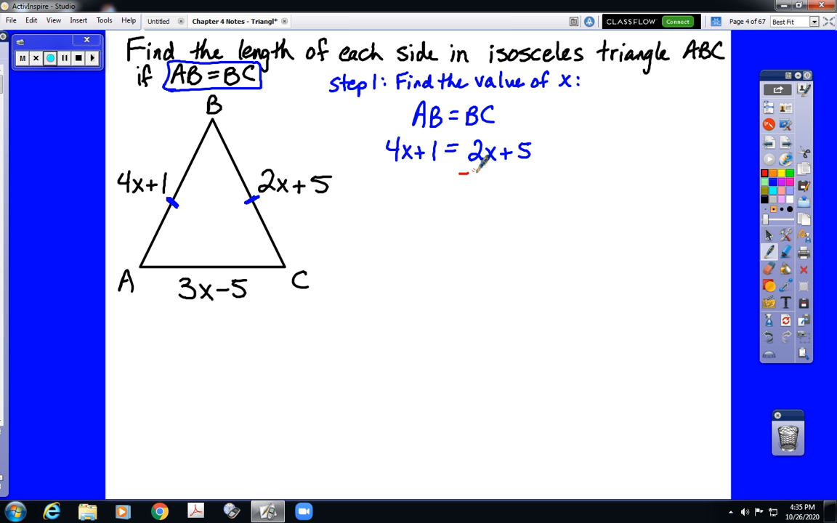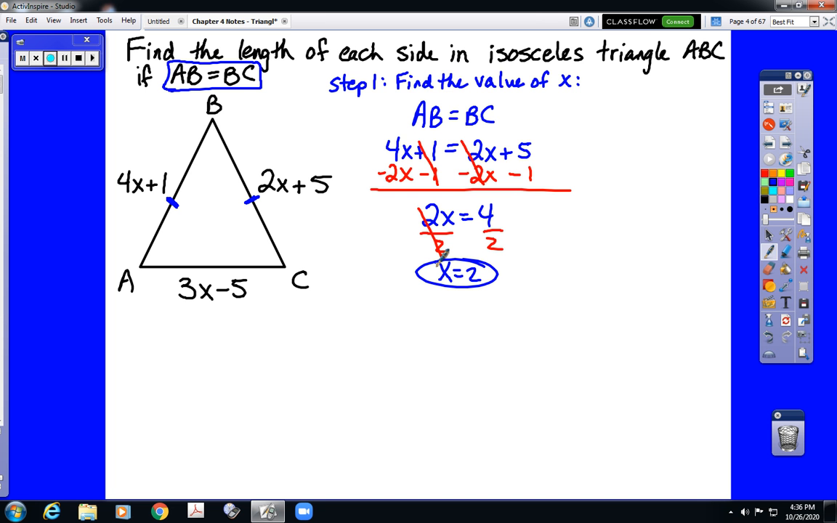This is a relatively simple linear equation to solve. We move the x's to one side by subtracting 2x from each side. While we're at it, we should go ahead and move the 1 by subtracting 1 from each side. This gives us 2x equals 4, and then we divide by 2 to get that x equals 2.